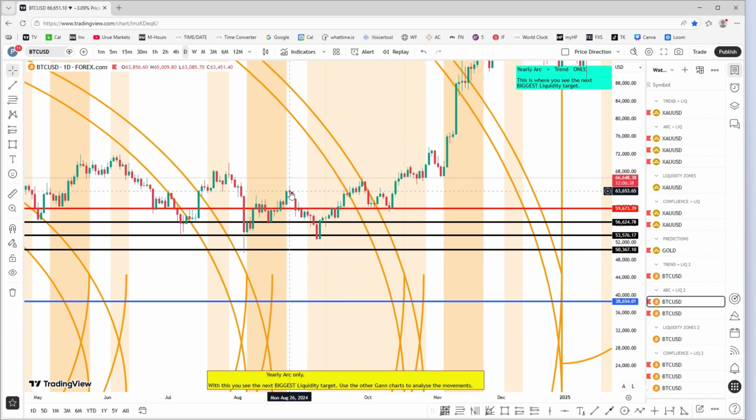So price lifted itself, trend ended, dropped, came back, and now it rested on this previous liquidity and went up, broke this arc, couldn't sustain the momentum, dropped again.